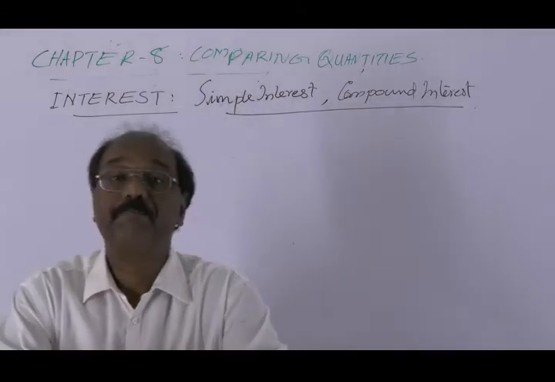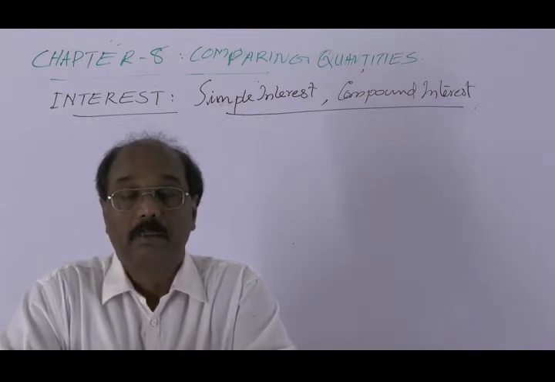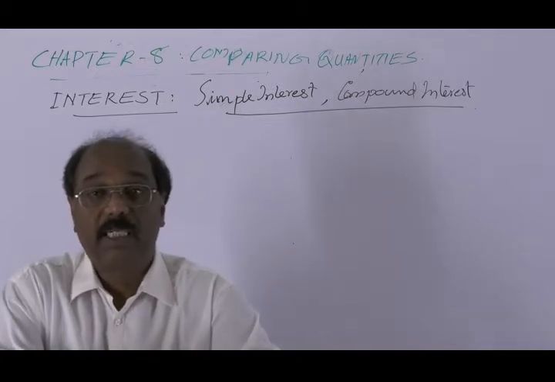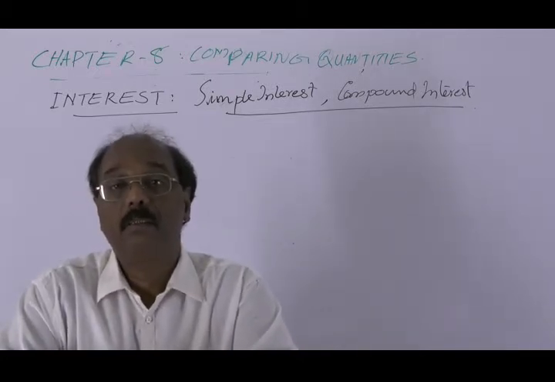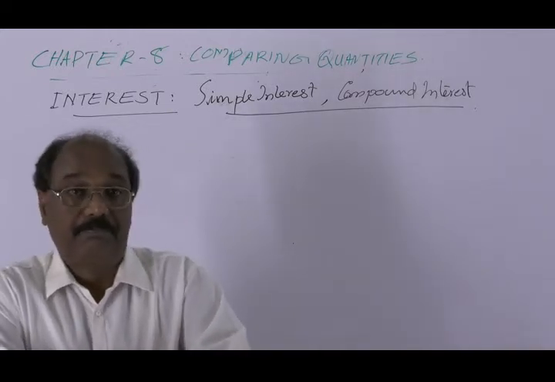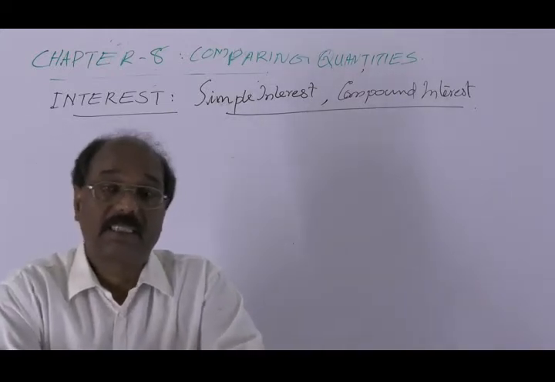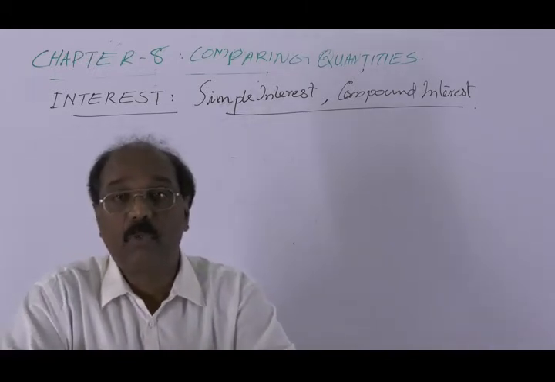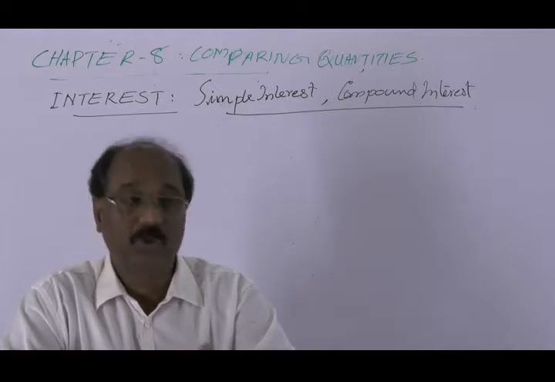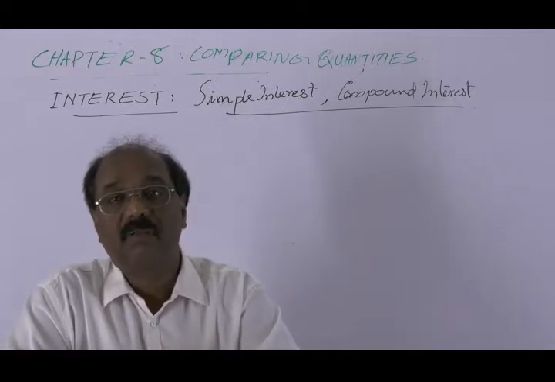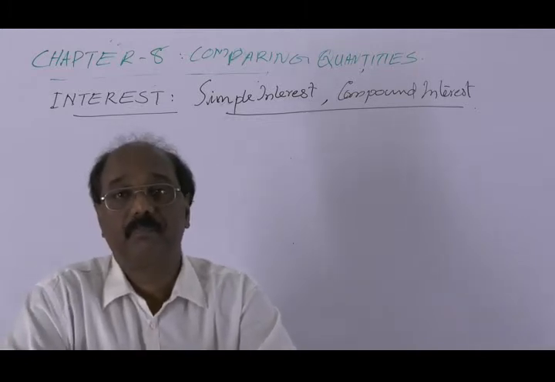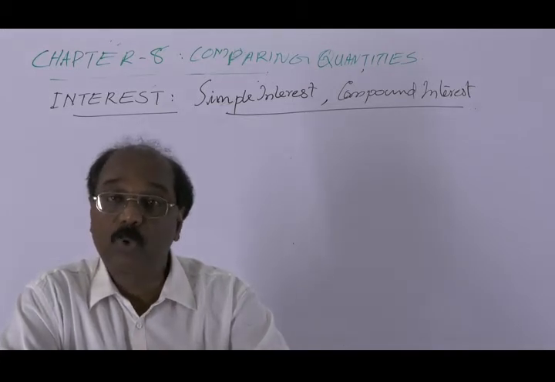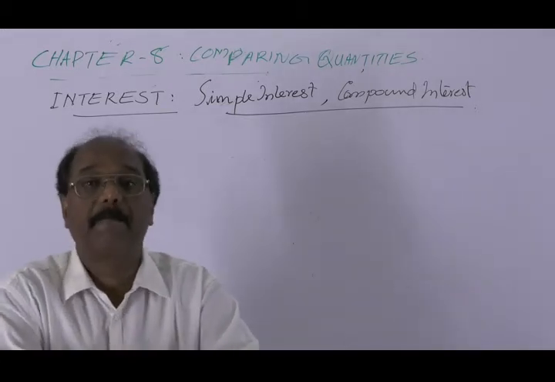Now, interest. Simple interest, compound interest. Two types of interest models. We know what an interest is. Interest is the extra money given for the deposit of a certain amount of money in banks, post offices, or such financial institutions. The extra money given to us for our deposit in these institutions.